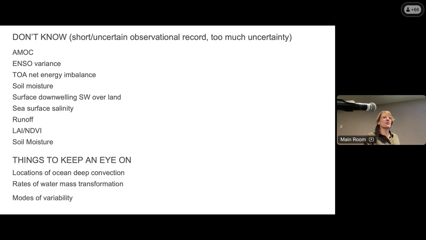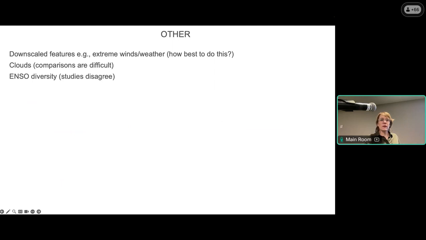So here again, ENSO, AMOC, maybe there's too much noise. These are all important things that we have to think about and keep an eye on. So there are some more at the bottom. These are just extraneous things that we defined as others. So downscaling, one might argue some signals are just not expected because our models can't even do those. The physics in the models is not capable.